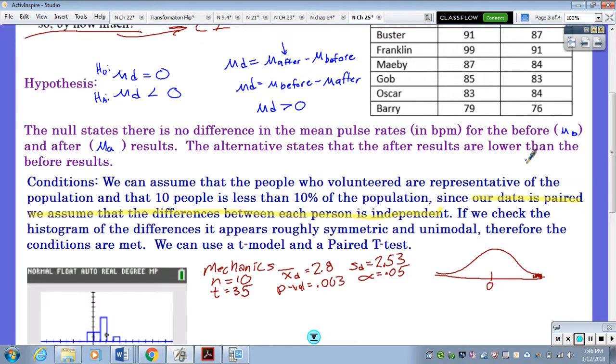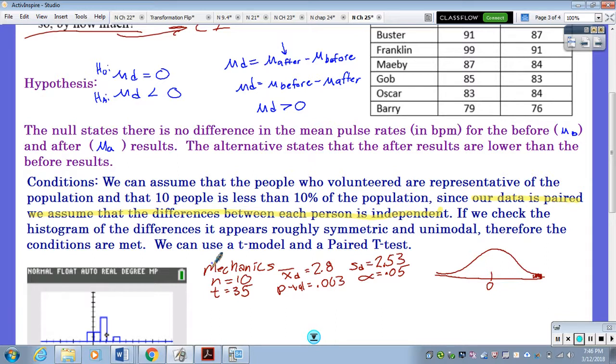So, again, as always, just write your null and alternate here. Again, I want to remind you why we're doing this as mu sub d instead of mu sub 1 and mu sub 2. Because we technically don't have two groups anymore. We essentially have one group of people who are doing a task at two separate time periods.